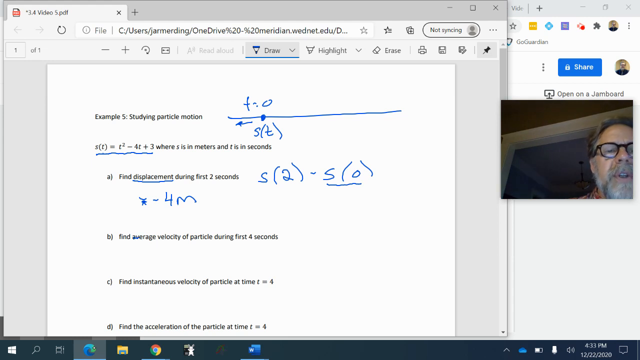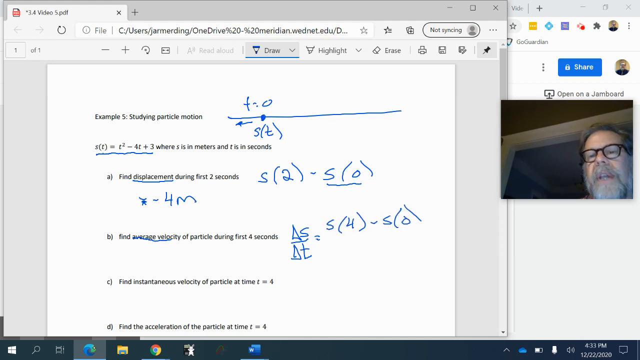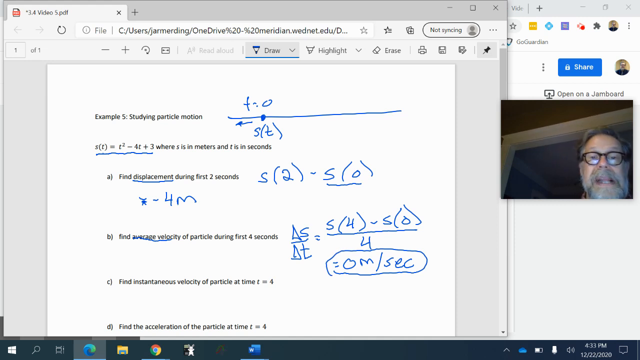All right, average velocity. Well, average velocity, change in position over change in time. So that's going to be S of 4 minus S of 0. Again, remember, change in position, the displacement, not the position at time 4, divided by the 4-second interval. And what we actually get is that this is 3 minus 3 divided by 4, which is 0 meters per second. So after 4 seconds, it's back where it started.